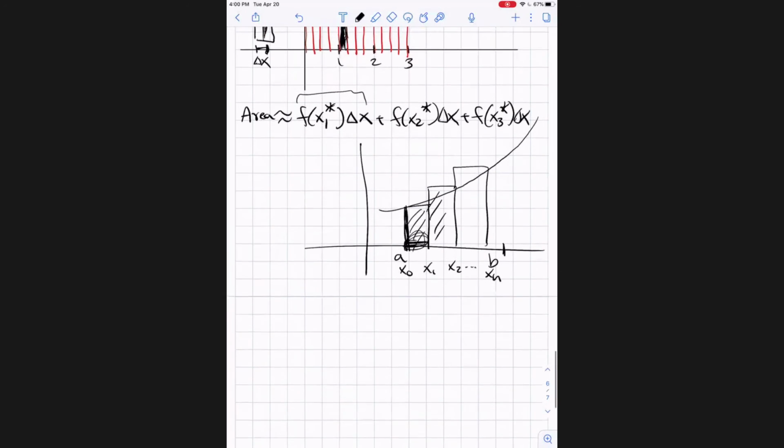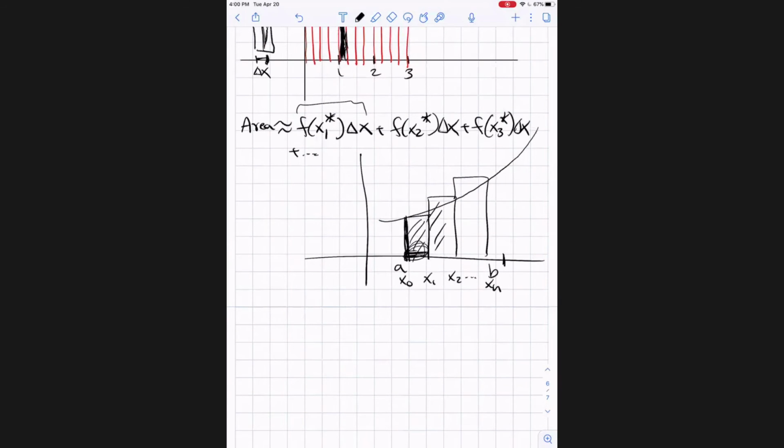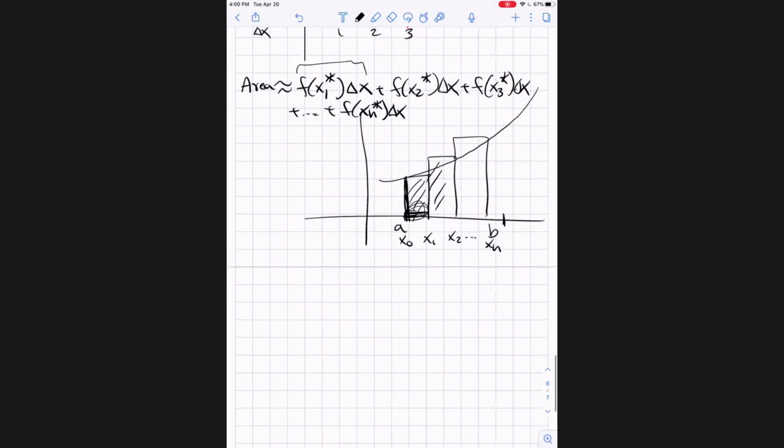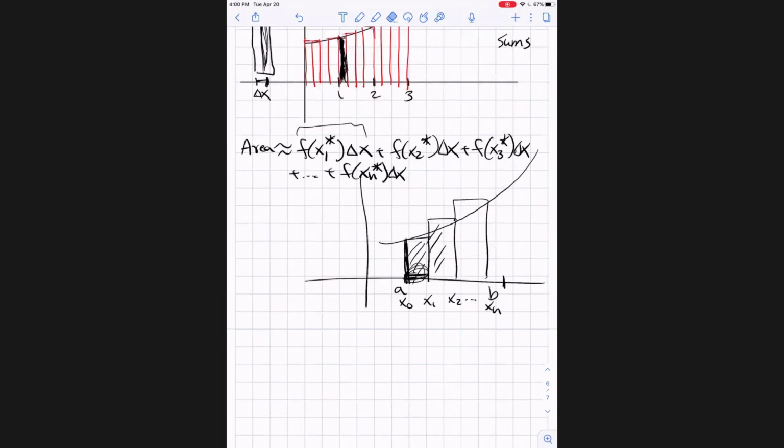And then it keeps on going, plus ... plus f of x sub n star times delta x, till the last rectangle. So I'm dividing it up into n rectangles. Let me draw a better picture.